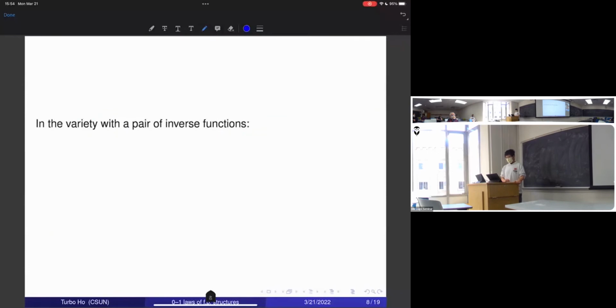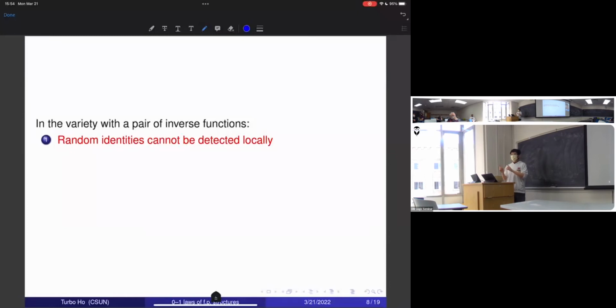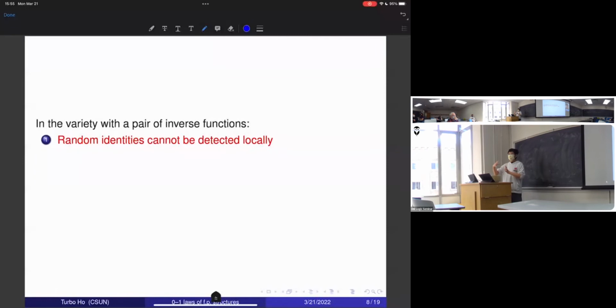So before we go into the example, I want to point out there are two ingredients of the proof for the bijective structure, so the S and S inverse. The first ingredient is that random identities cannot be detected locally. What I mean by this is, roughly speaking, in that particular example, when i and j go to infinity, namely the length of the identity gets longer and longer, the k, the defining parameter of the quotient structure, also goes to infinity. So locally, your quotient looks like the free structure just because some parameter goes to infinity. This is in a very loose sense.